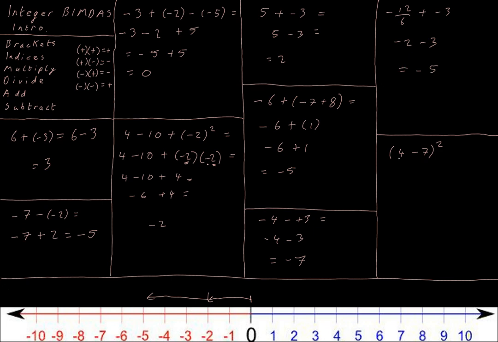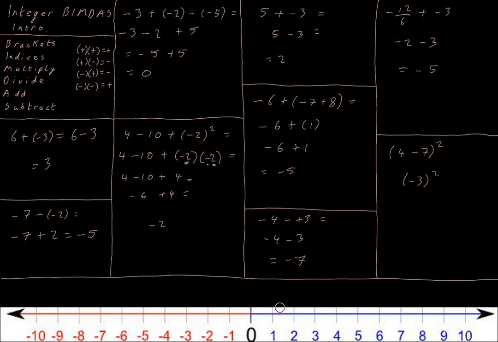And then finally we have our brackets, but we also have an indice on it. Well, we still have to simplify our brackets first. So we start at 4 and we -7. Well, we were 4 up from the origin, 4 up from 0, and we -7. That means we get 7 spaces colder. We end up down at -3. So we have -3 to be squared.